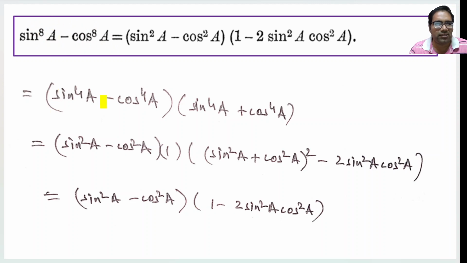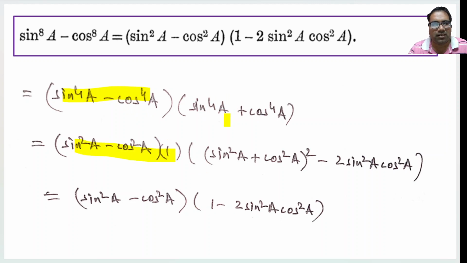So we can write this as (sin^4 a minus cos^4 a) into (sin^4 a plus cos^4 a). The first part again is in the form of a square minus b square, where a is sin^2 a and b is cos^2 a. So we can still write it as (sin^2 a minus cos^2 a) into (sin^2 a plus cos^2 a), which is anyway equal to 1. So this part has become this.